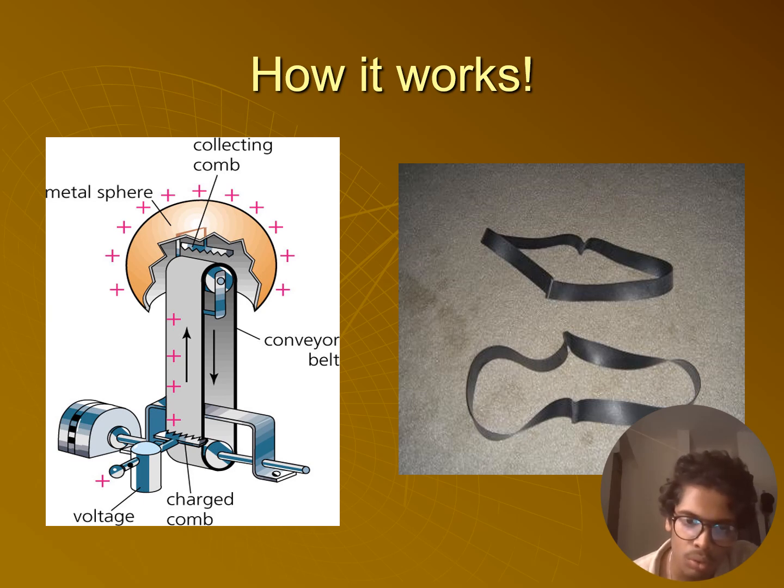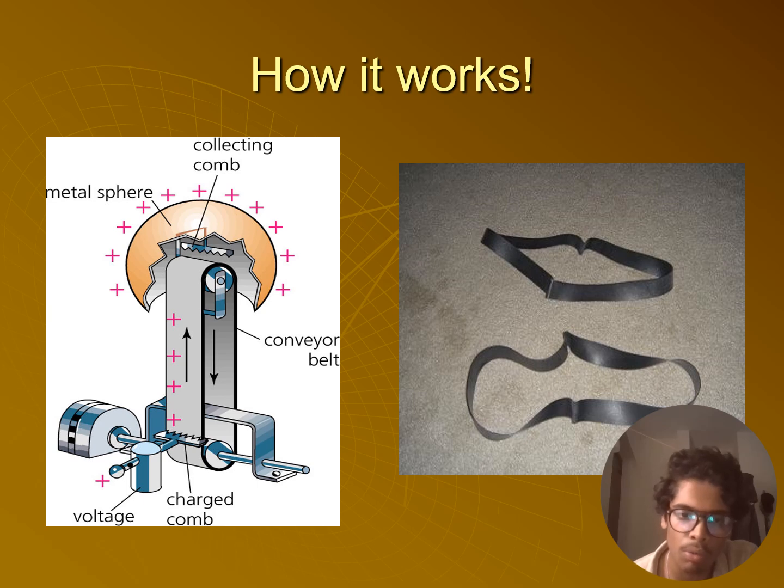What happens to this comb? Why is this comb here? This comb is here because, of course, it's neutral, but when the roller is negatively charged, this comb gets positively charged because this negative charge attracts positive charge. Just like I said, unlike charges attract each other, right? So this comb gets positively charged, and the negative charge goes away.